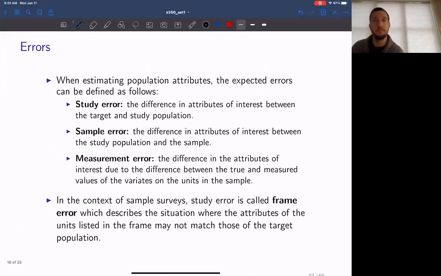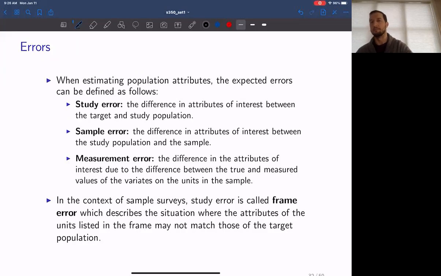In survey sampling, or in this course, there are effectively three major types of error that we need to be aware of. The first one is called the study error. This is the difference between the attributes of interest in the target and study population. The second one is called the sample error, which is a difference between the study population and the sample. And then the third one is called the measurement error, which is the difference in attributes of interest due to the difference between the true and measured values of the variable on the units in the sample. Okay, and then we can also call study error frame error.